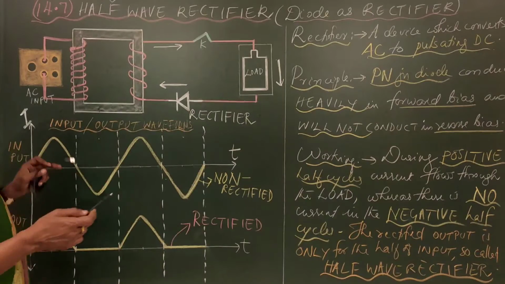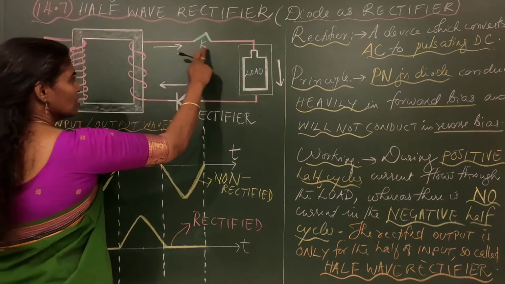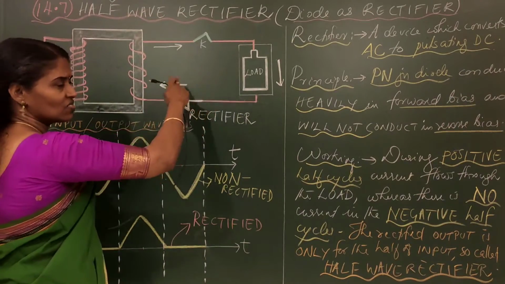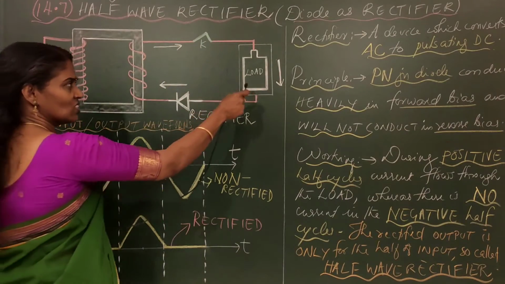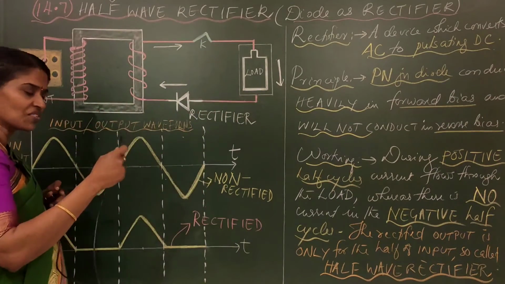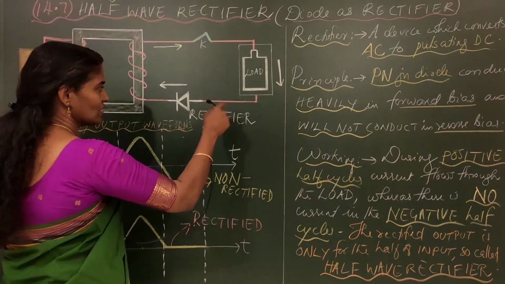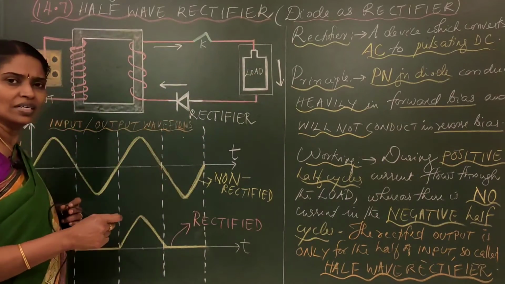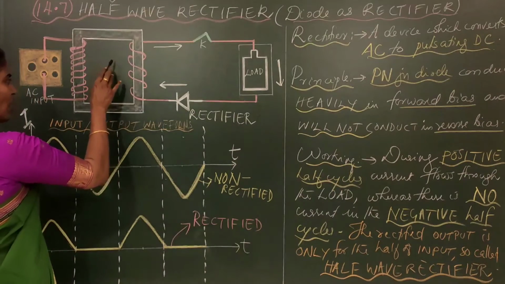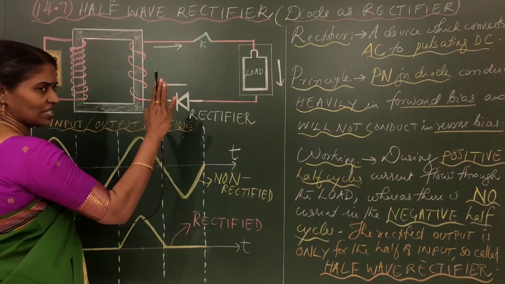Suppose the current is in the clockwise direction, it is getting charged. What about the other half cycle? If the positive half cycle comes, maybe it is getting charged. The reverse, what will happen? Discharge. Don't think you have a transformer or a diode, nothing like that.